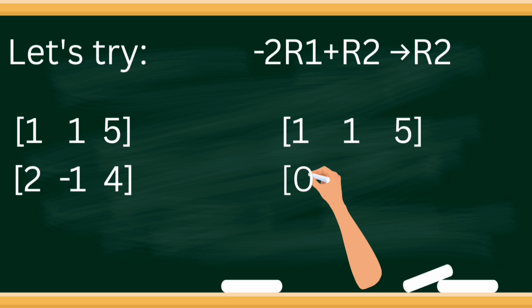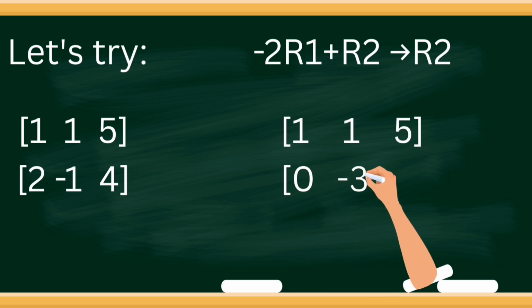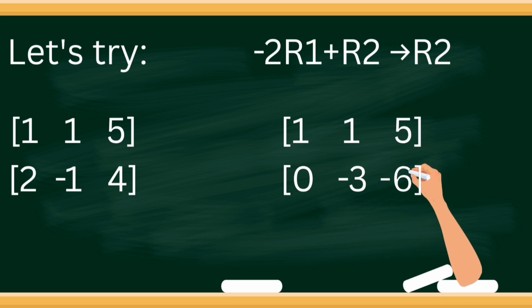Now let's move on to the next column. Negative 2 times 1 plus negative 1 is equal to negative 3. Then negative 2 times 5 plus 4 is equal to negative 6. By that, we now have a new row 2.